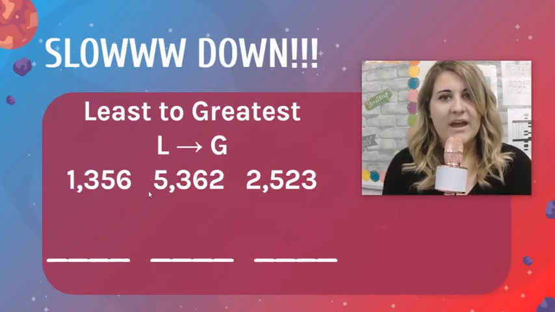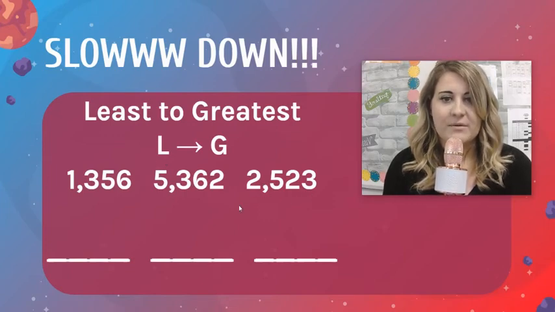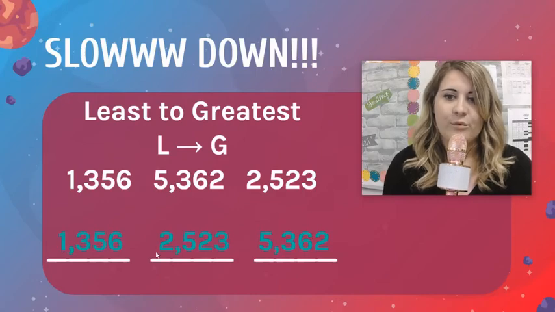Then next, we have a 5 and a 2. We've got to decide what is the next smallest one out of those two. Which one's smaller, 2 or 5? If you said 2, you are correct. 2,523 is going to go next. And that leaves us with one answer left. 5,362 is our greatest number. And as you can see here, we are 100% correct. We just put these numbers in order from least to greatest.